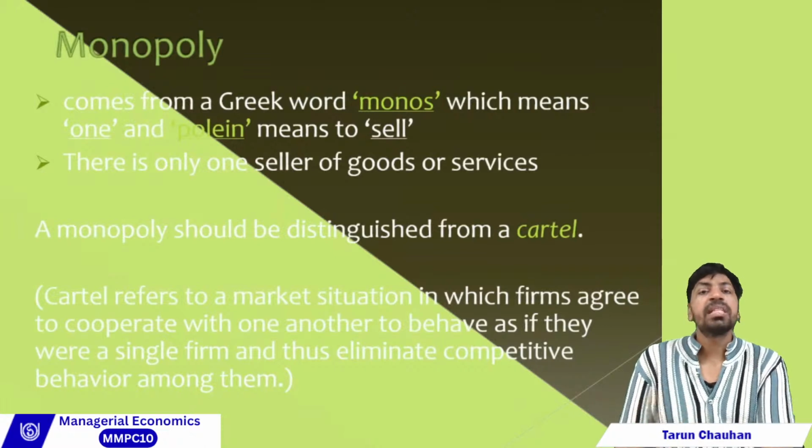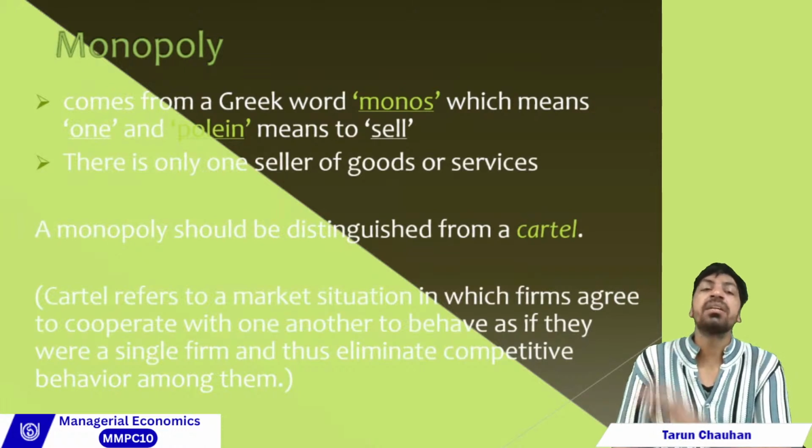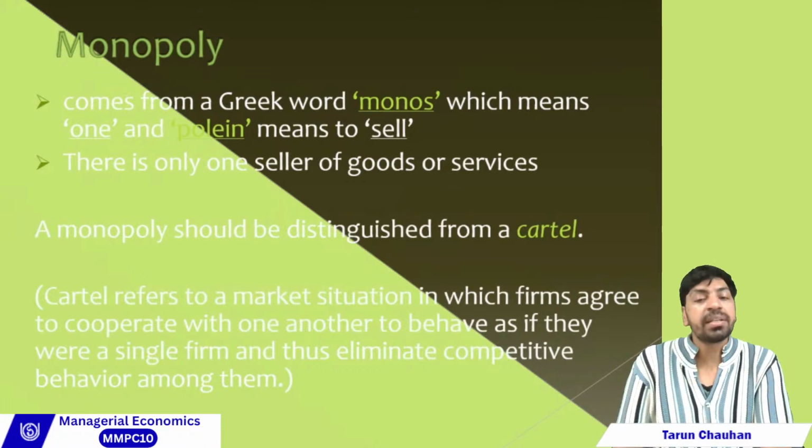So let's begin with monopoly. Monopoly comes from a Greek word: monos, which means one, and polein, which means sell. That means there is only one seller who sells goods and services in a market. A monopoly should be distinguished from a term that is cartel.